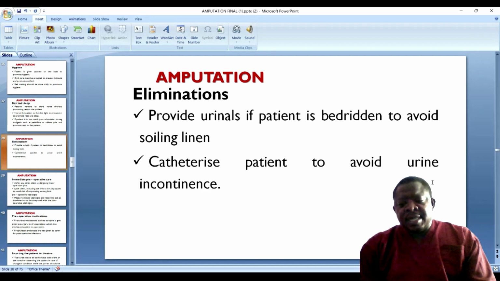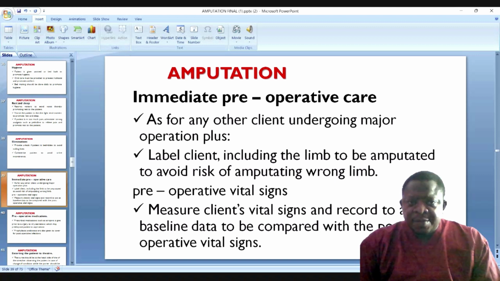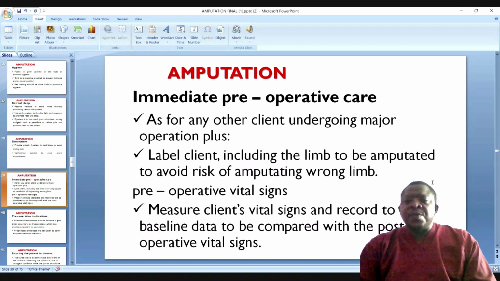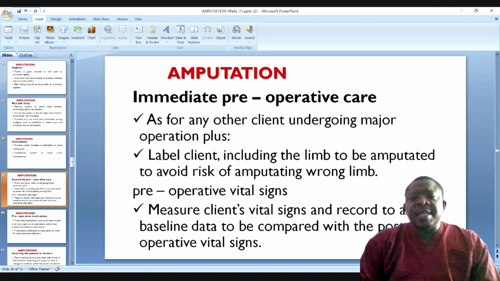Escorting the patient to theater is done in order for the nurse in the ward to give a detailed handover to the theater nurse or the care nurse from theater. So throughout, as you are taking the patient to theater, you as a nurse need to be at the head side. This is for easy observation. When you reach theater, give a handover.